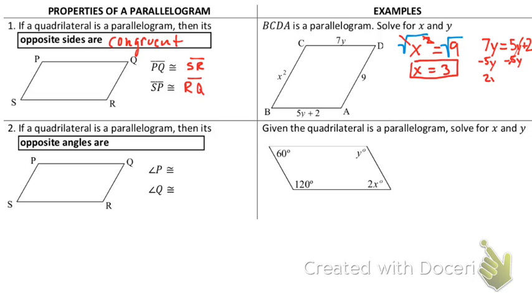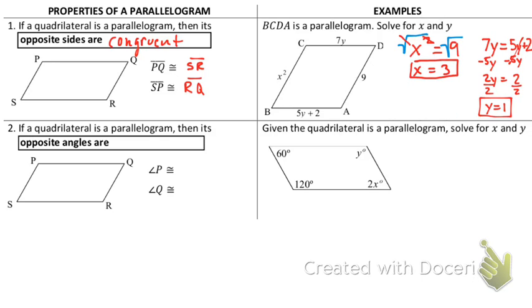That leaves me with 2y equal to 2. And to solve, I'm going to divide both sides by 2 here. And y is going to equal 1. Okay, so to sum up this property, anytime you have a parallelogram, you could set opposite sides equal to each other to create an equation, just like I did here.